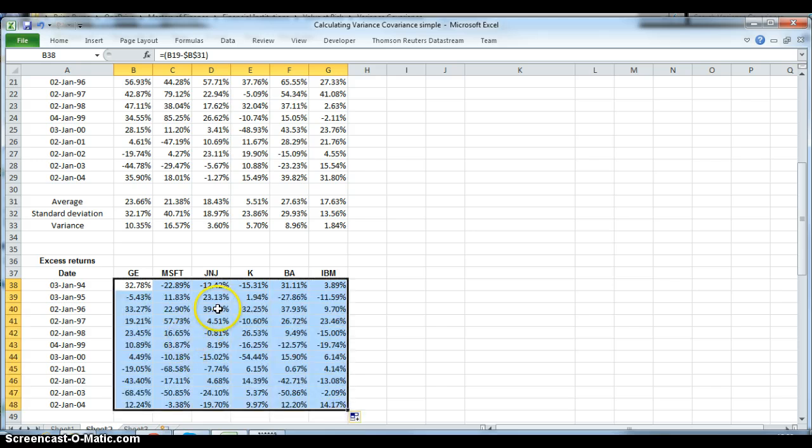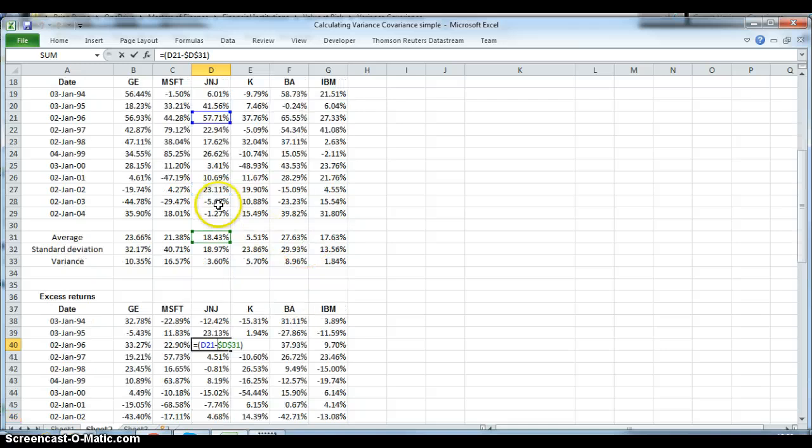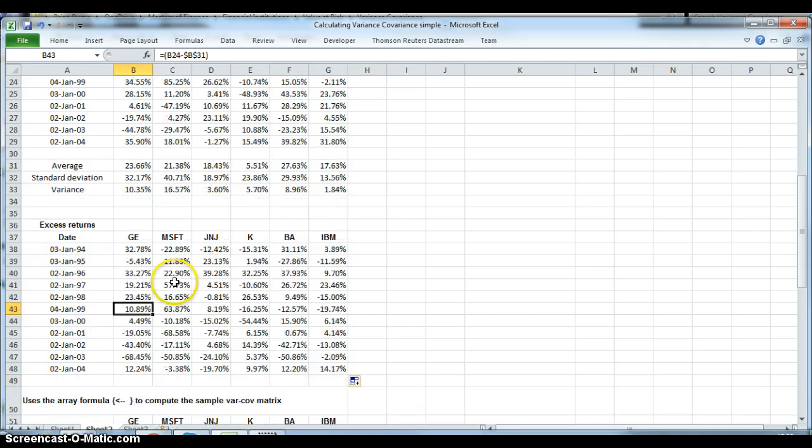And if we go back and have a look, we can verify that this is the return from January 1996, and we're subtracting away the average value. Likewise, if we take the observation here, it's the IBM return for 1994, subtract away the average. Likewise here, it's the General Electric return, subtract away the average value. So we have the excess returns.